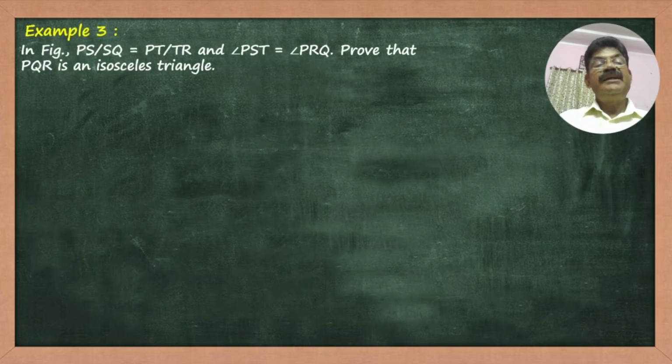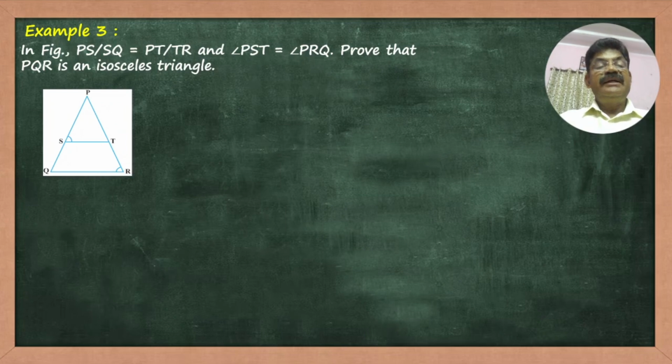Now, example 3. In the figure, PS divided by SQ is equal to PT divided by TR and angle PST is equal to angle PRQ. Prove that PQR is an isosceles triangle. Looking at this figure, PQR, PS by SQ is equal to PT by TR and angle PST is equal to angle PRQ. We have to prove that PQR is an isosceles triangle. To prove this, we have to prove that two of its sides are equal.